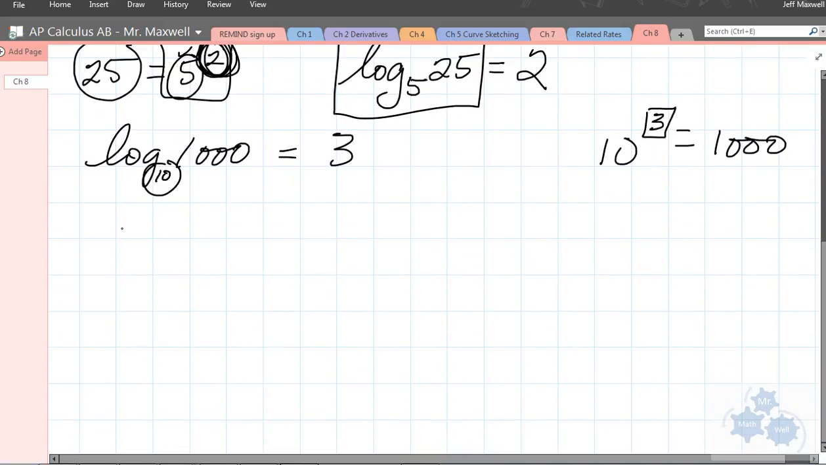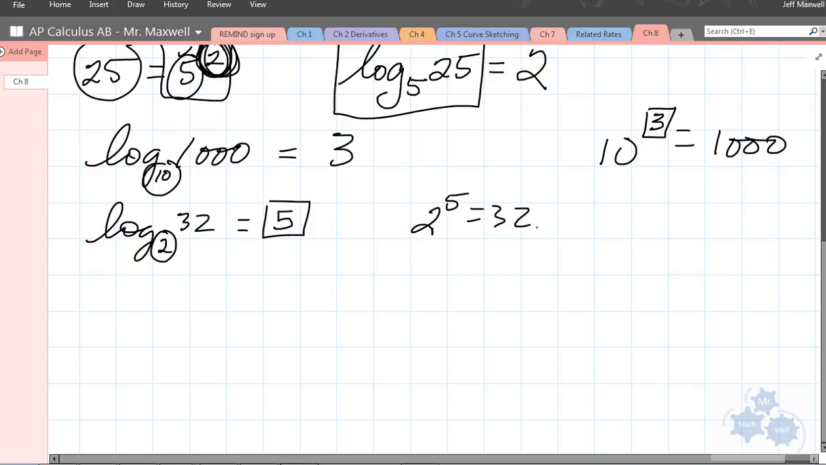And what's the log of 32 base 2? So you're saying if I were to rewrite 32 as a power and 2 is my base, what would be the exponent part? And that would be 5, because 2 to the 5 equals 32. Is this making sense? Is this refreshing your memory here at all?